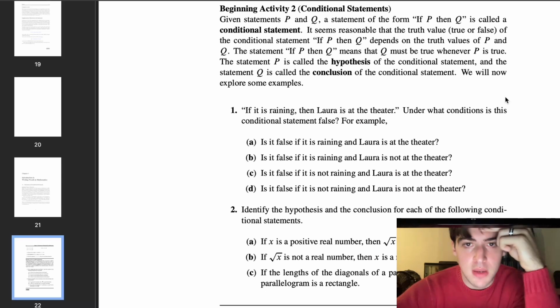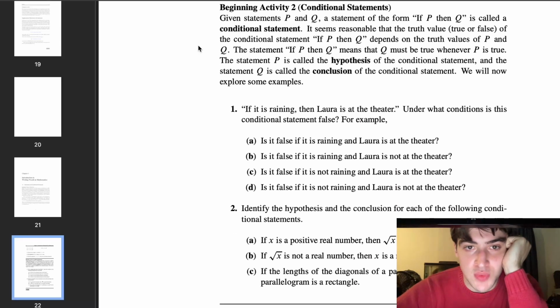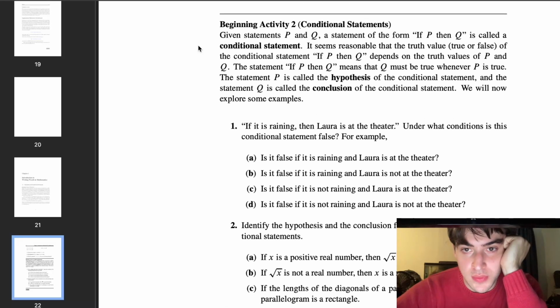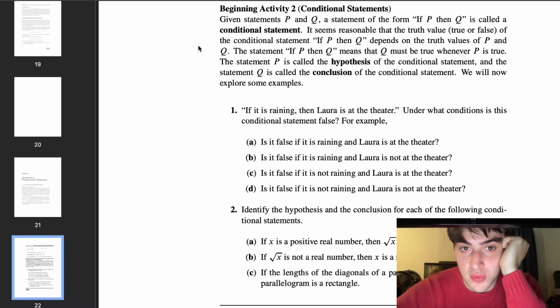All right. Beginning activity 2, conditional statements. Given statements P and Q, a statement of the form if P then Q is called a conditional statement. It seems reasonable that the truth value of the conditional statement if P then Q depends on the truth values of P and Q. The statement if P then Q means that Q must be true whenever P is true. The statement P is called the hypothesis of the conditional statement, and the statement Q is called the conclusion of the conditional statement. We will now explore some examples.